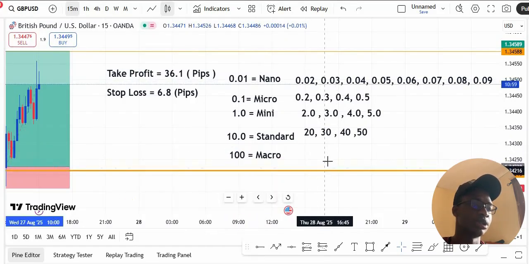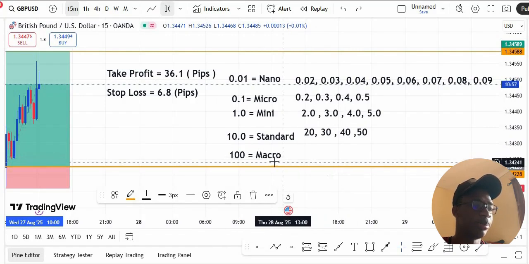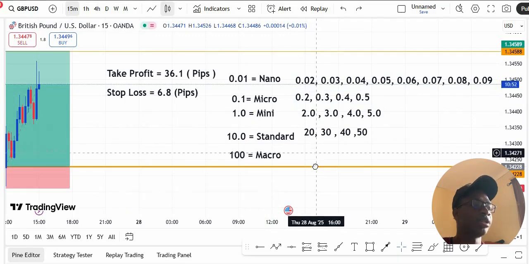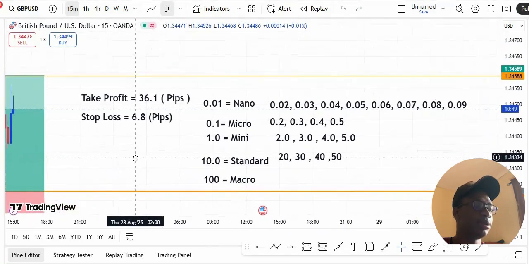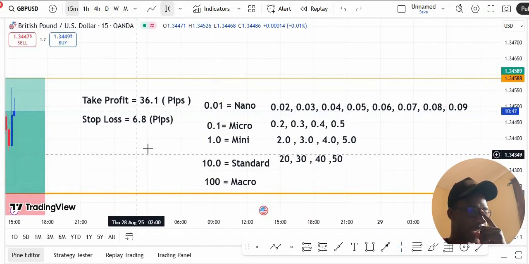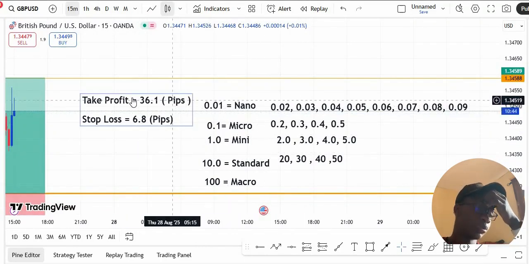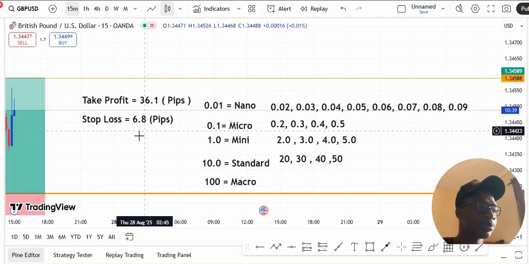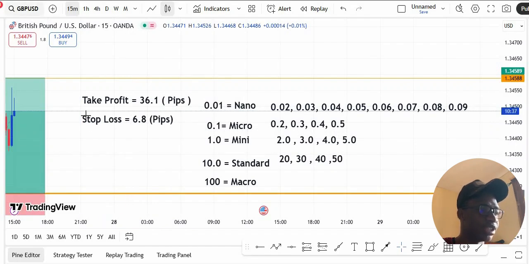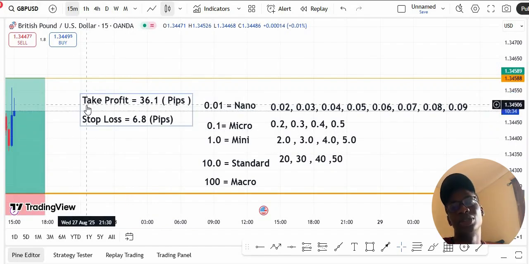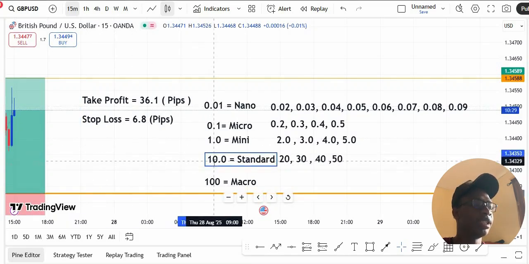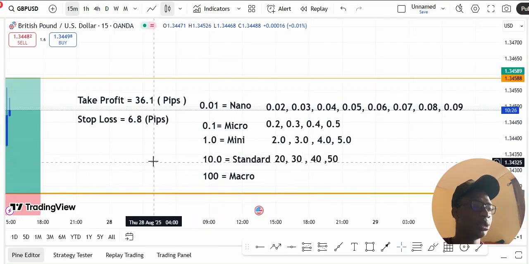Because the impact of this lot size on your account is going to be heavy compared to the rest. So now let me enlighten you guys on how this lot size works. We have our take profit of 36.1 pips, and our stop loss of 6.8 pips. Now if you are dealing with GBP USD, 1 pip is equal to what? $1.